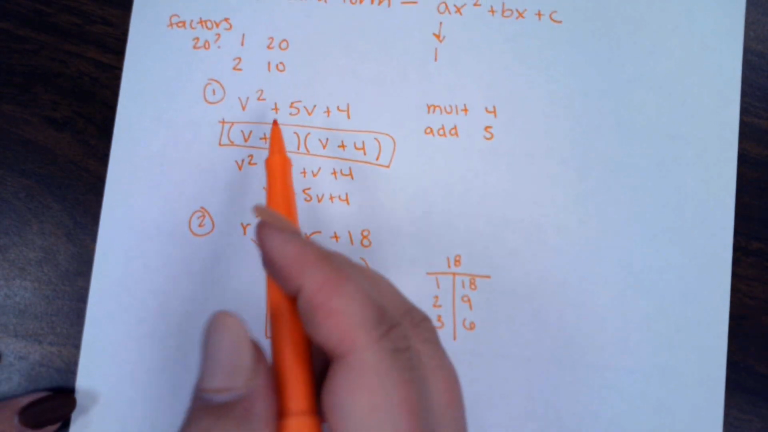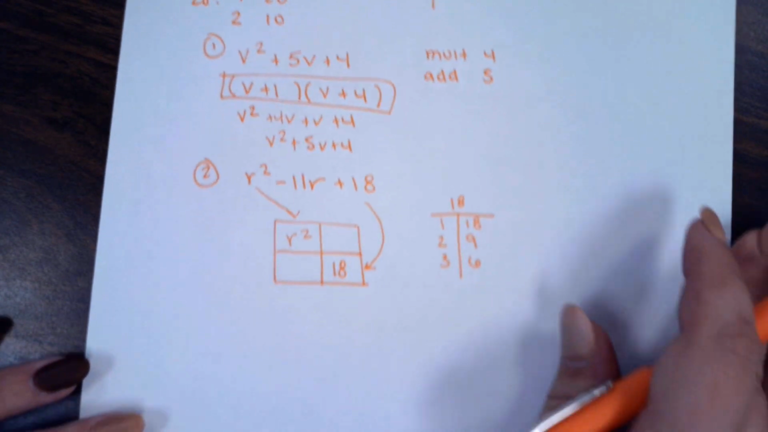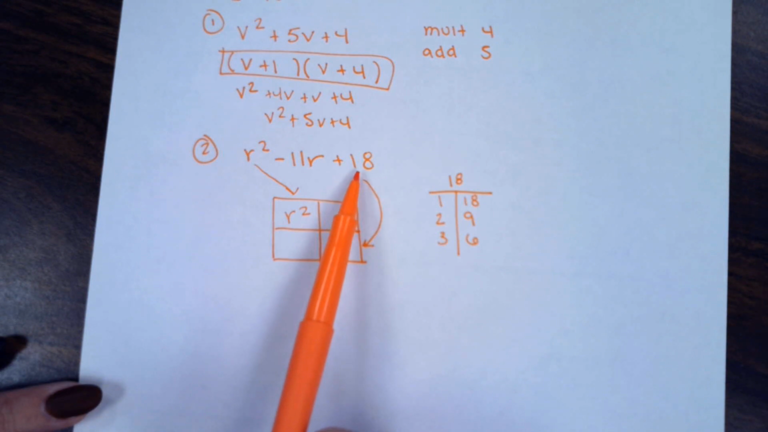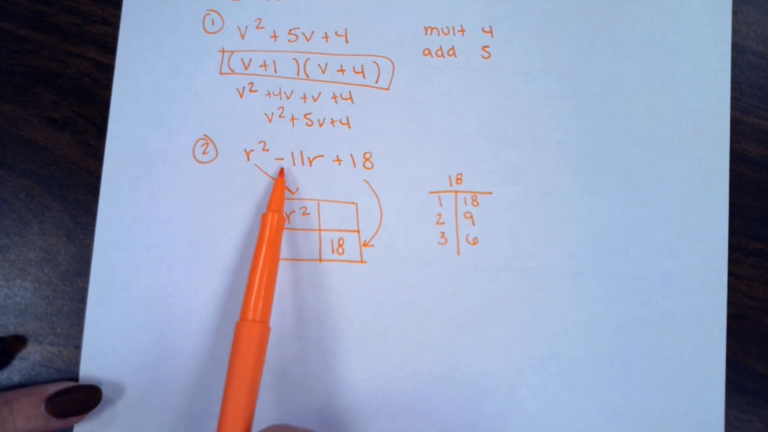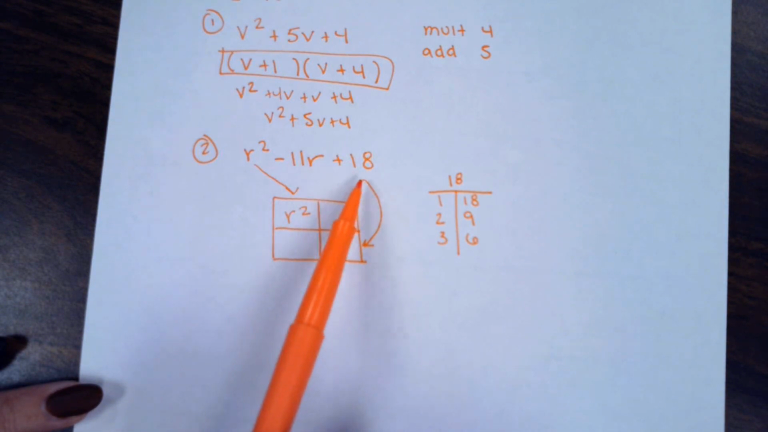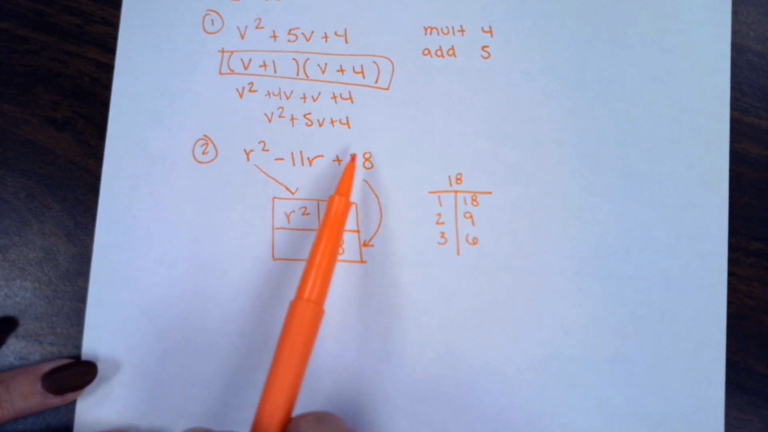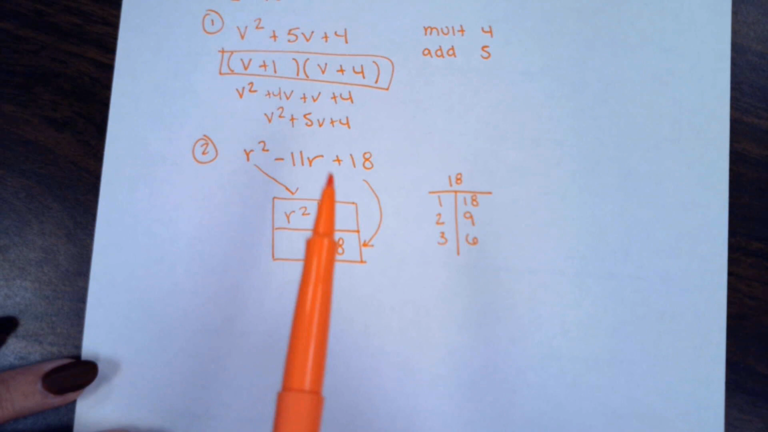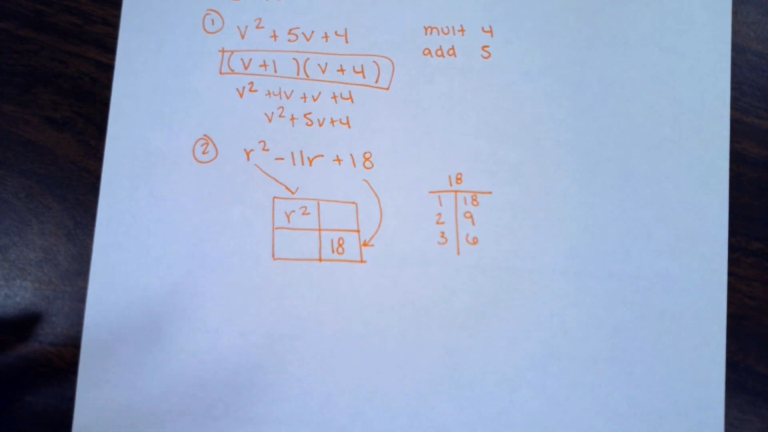Now notice, up here they're all positives. That's the easiest case. Here we need two numbers that are going to multiply to positive 18, but add to negative 11. Well, we know to get a positive number, we either need to multiply two positive numbers or two negative numbers. If we multiply two positive numbers to get 18, there's no way we're going to get negative 11, right? So we're looking for two negative numbers here.